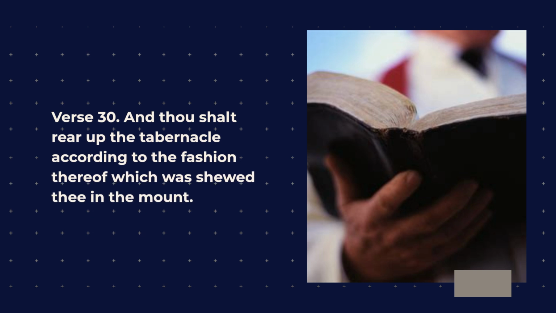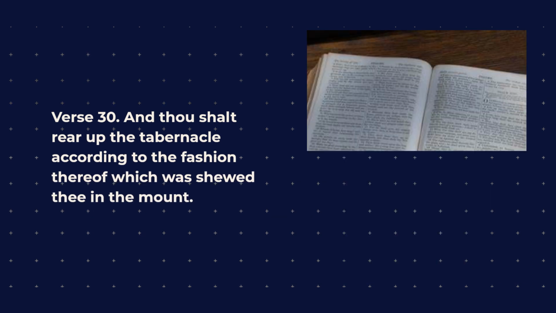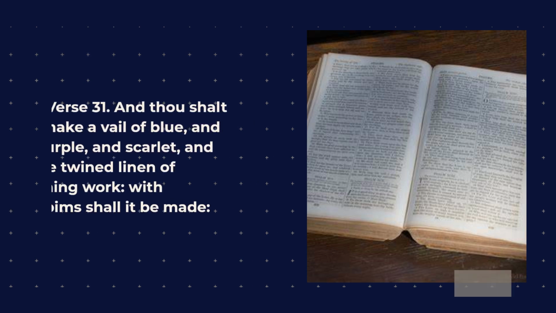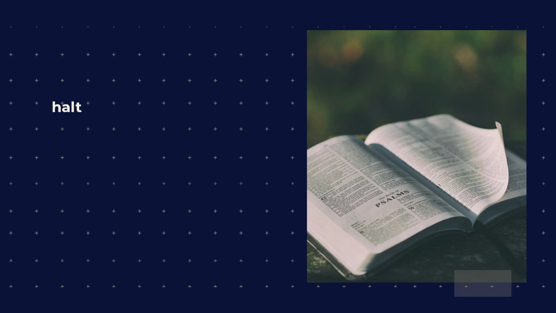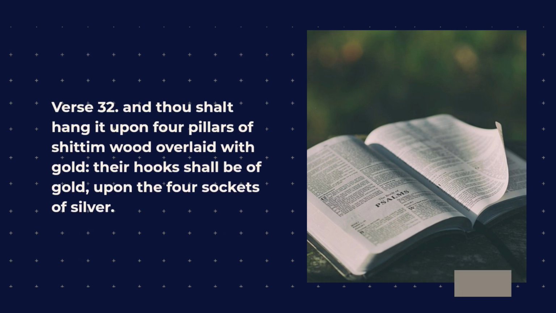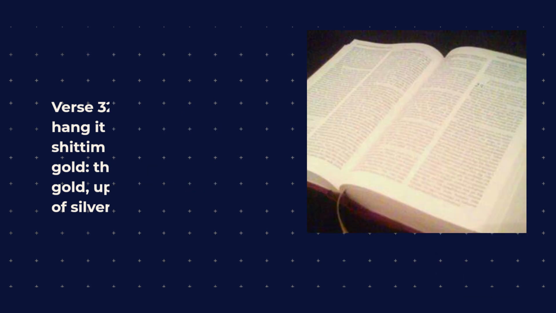Verse 30. And thou shalt rear up the tabernacle according to the fashion thereof which was showed thee in the mount. Verse 31. And thou shalt make a veil of blue, and purple, and scarlet, and fine twined linen of cunning work, with cherubim shall it be made. Verse 32. And thou shalt hang it upon 4 pillars of shittim wood overlaid with gold, their hooks shall be of gold, upon the 4 sockets of silver.